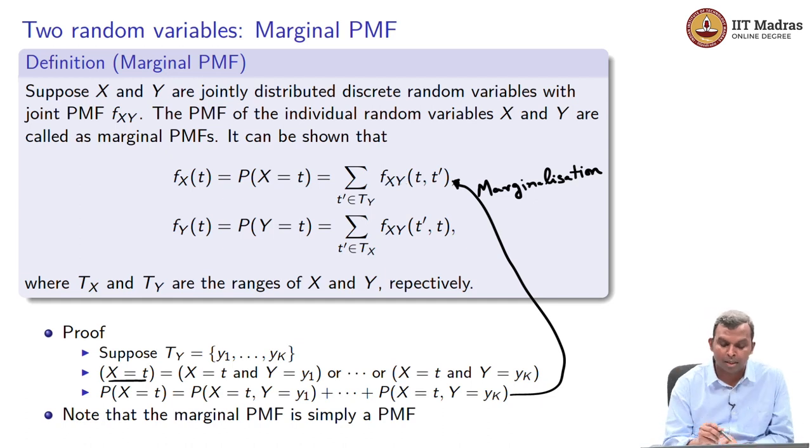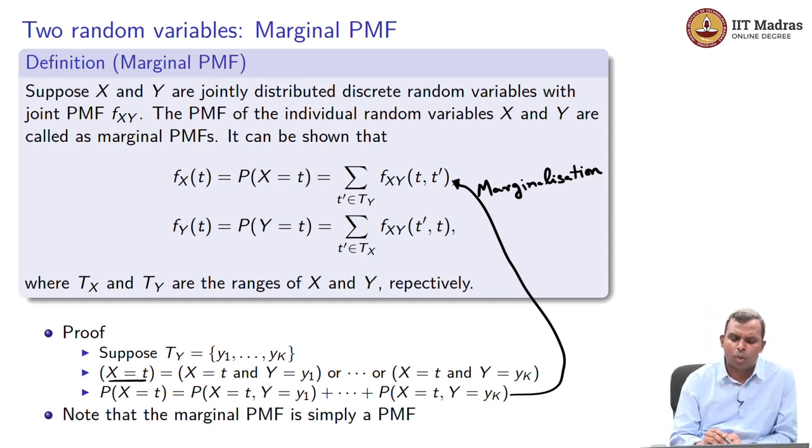Okay, that's what happens. Now very similarly, you can do fy of t. The same proof will go through, but in this case, you'll have to marginalize out x. Okay, so sum over all t prime in the range of x, the joint PMF t prime comma t. So you keep y fixed at t, go through all possible values for x and add up the joint PMF, you will get the marginal PMF.